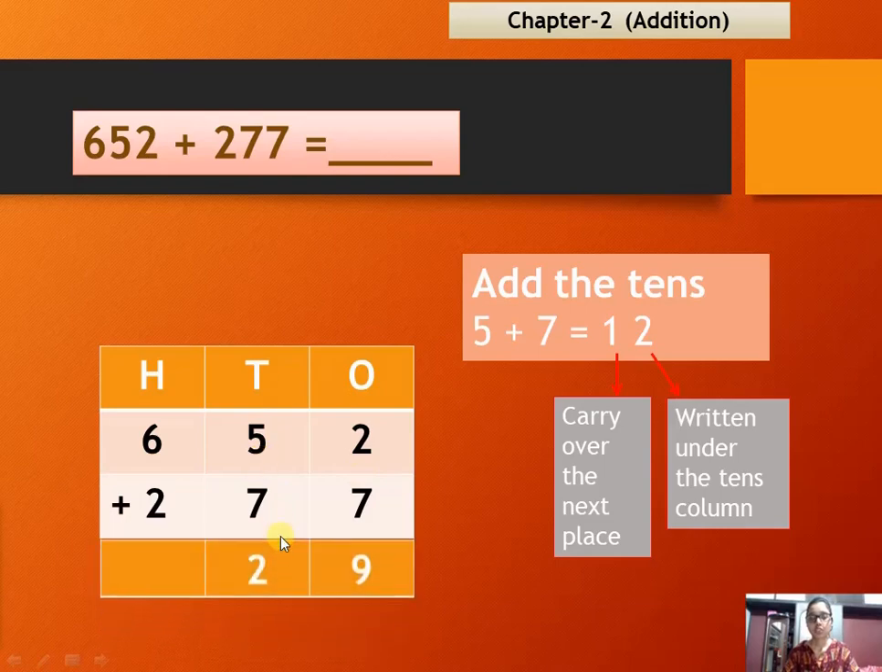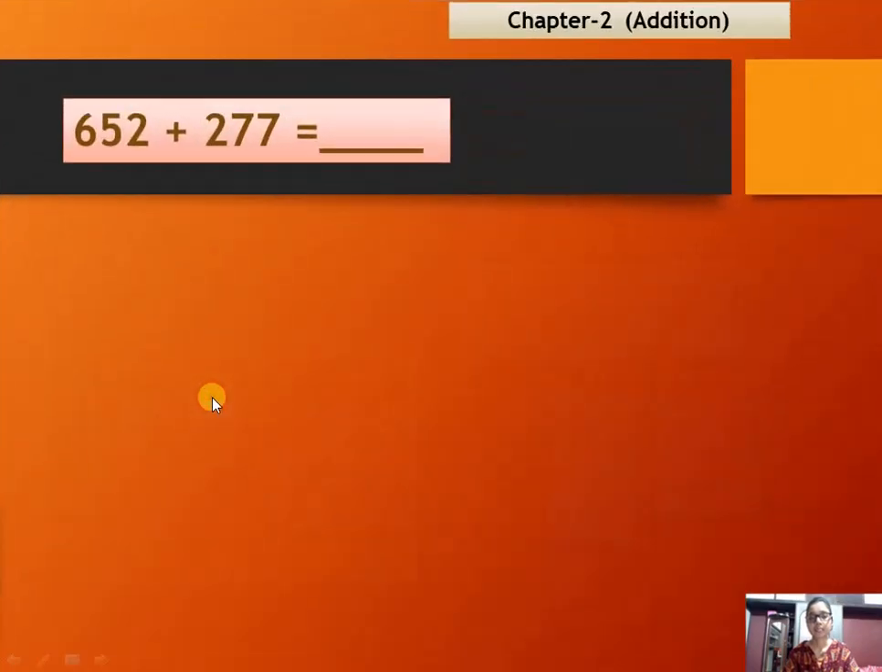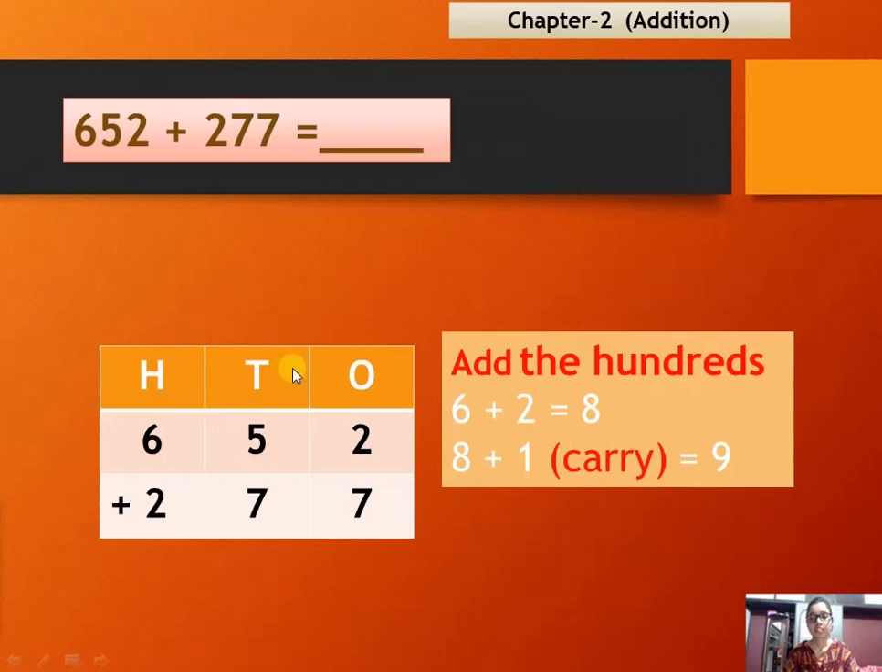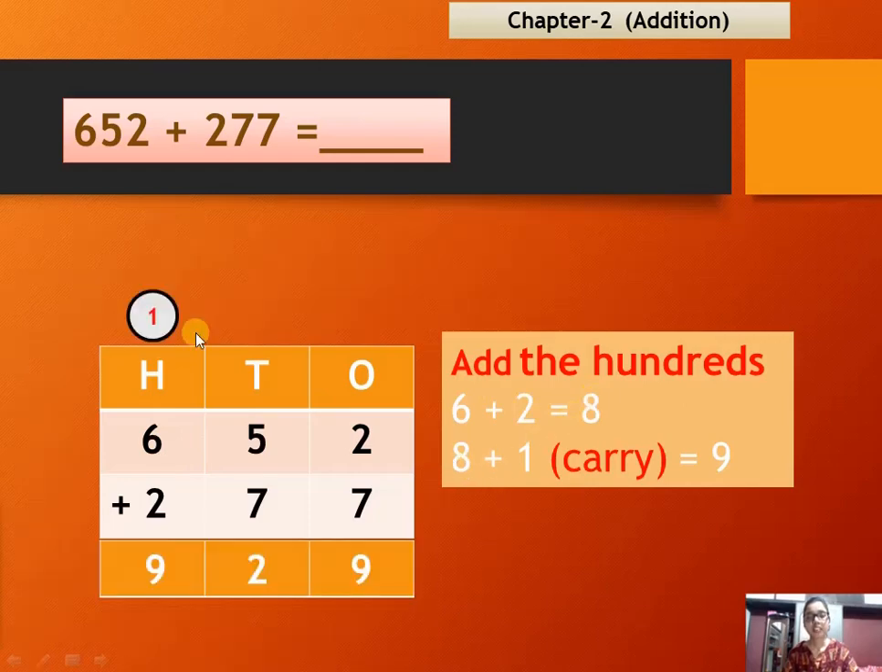So we have written here 2 at 10th place and carry over 1 to the 100th place. Now add the hundreds. Now we will add the digits at hundreds place. So 6 plus 2 is equals to 8. But we know there is carry also. So we will add this carry also with 8. 8 plus 1 is equals to 9. So the sum is 929.